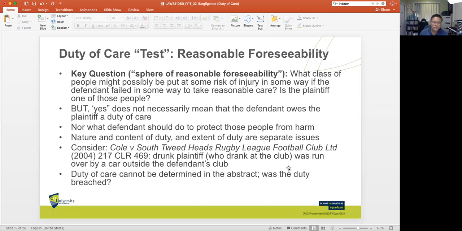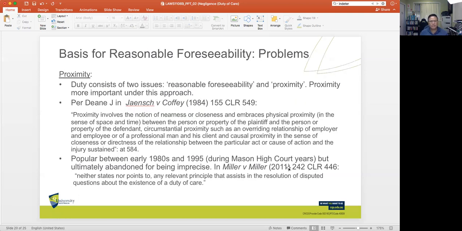So these are some of the questions that will end up having to be considered when it comes to issues of duty of care and reasonable foreseeability. So in essence, what it means is that the duty of care cannot be determined in the abstract. Okay, so when you ask the question of was the duty breached, it cannot be answered in the abstract, but you need to consider the particular scenarios and the facts.